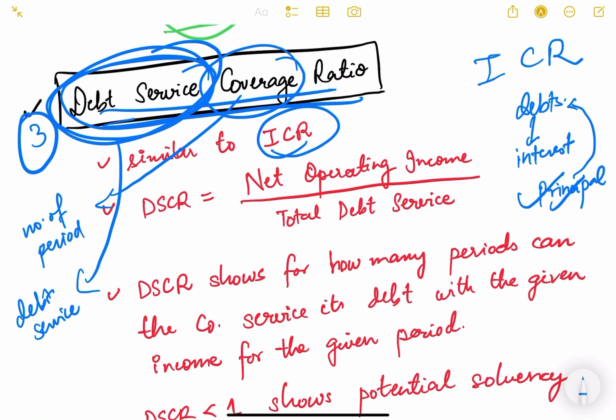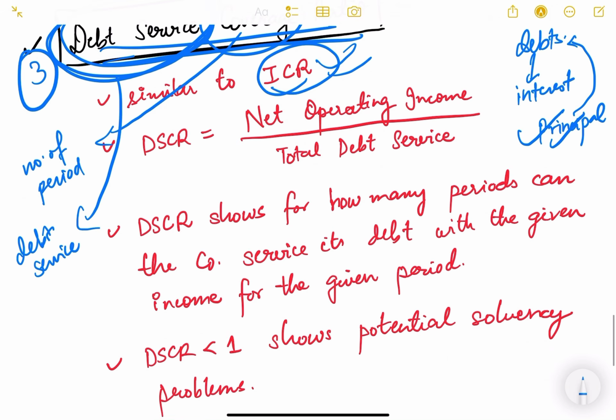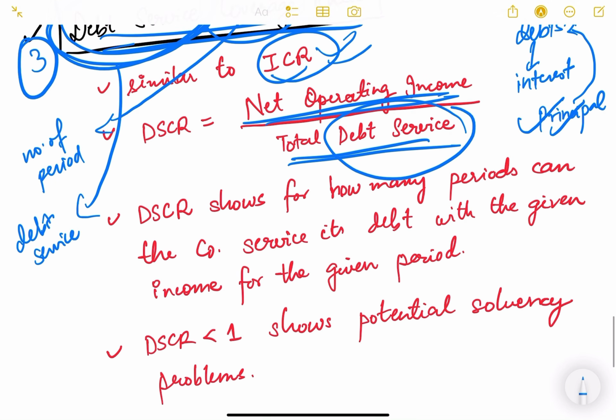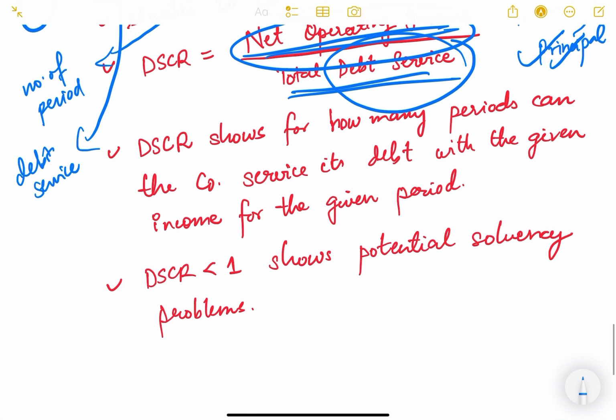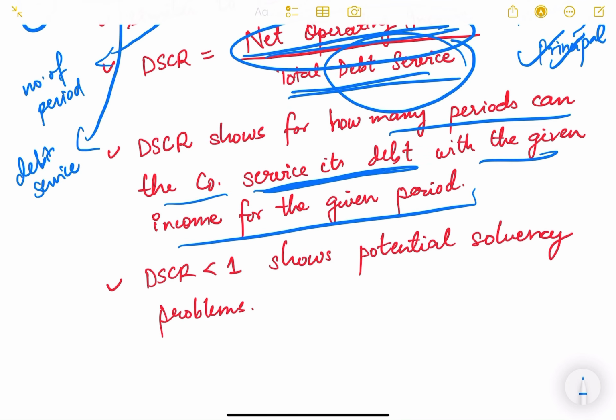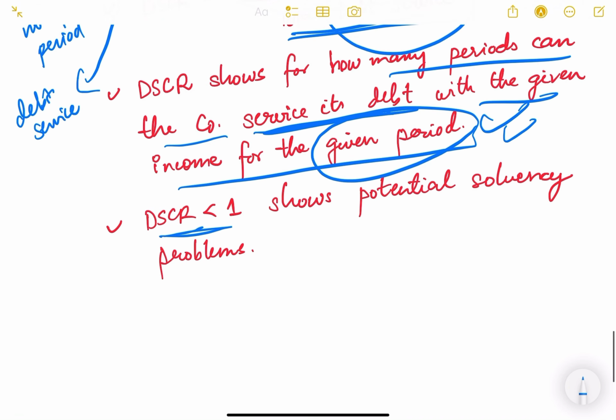So it is similar to ICR, the interest coverage ratio. Again, it is defined as net operating income divided by the total debt service, the total outstanding debt, the principal amount along with the interest that you have to pay in a given year. That is your debt service. Net operating income is nothing but your EBIT. So what does DSCR, that is debt service coverage ratio, tell you? It shows for how many periods the company can service its debt with a given income for the given period. Same as ICR. And DSCR less than 1 means what?